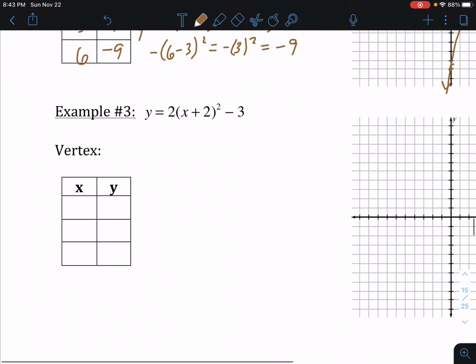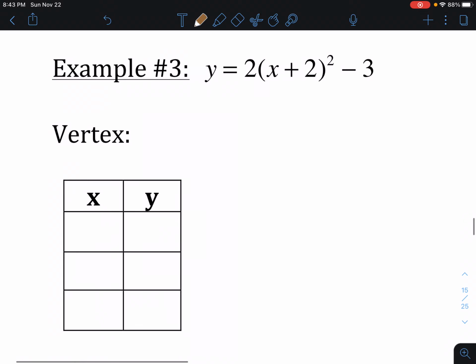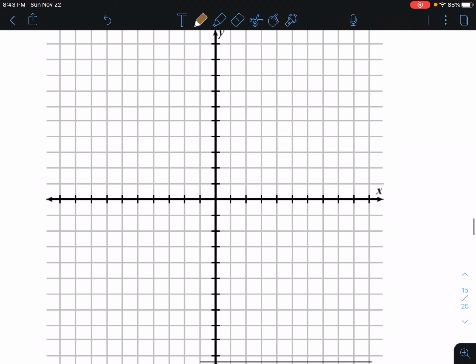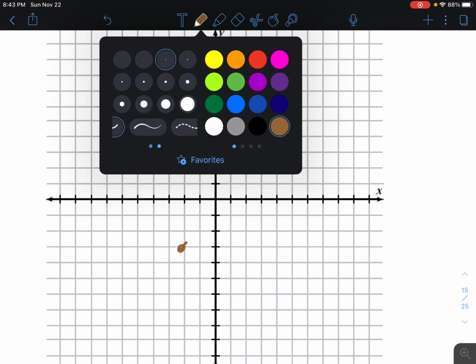Next, try another one. What's the vertex here? H opposite, negative 2. K is negative 3. So negative 2, negative 3. Let's get the axis of symmetry.